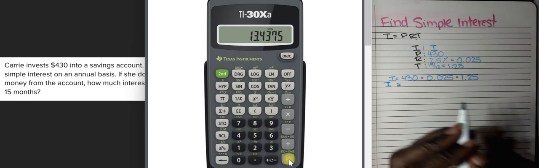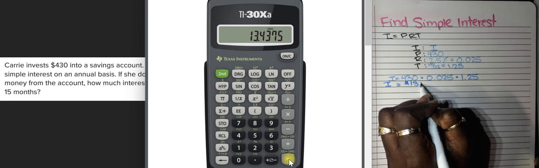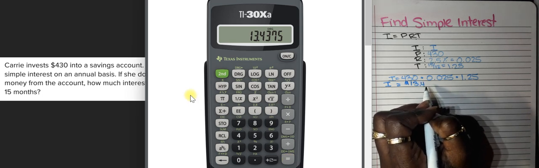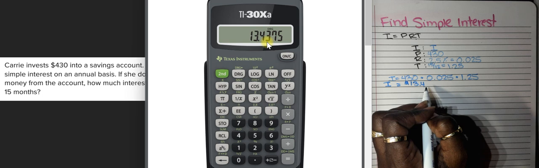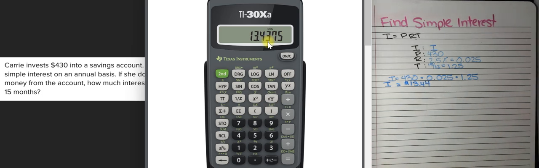All right. So we have 13.4. And then I see that there's more than two numbers to the right of the decimal. So I'm looking at the second number. And then I need to look to the third number to tell me what happens to that second number. So I see a 7 here. And we know that it's 5 or higher. So we're going to go up to the next number. So that is actually going to be $13.44 is how much interest she's going to earn after 15 months.